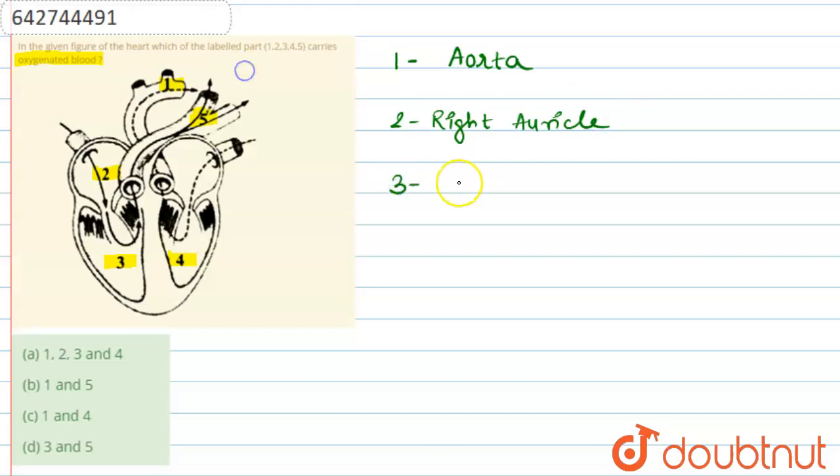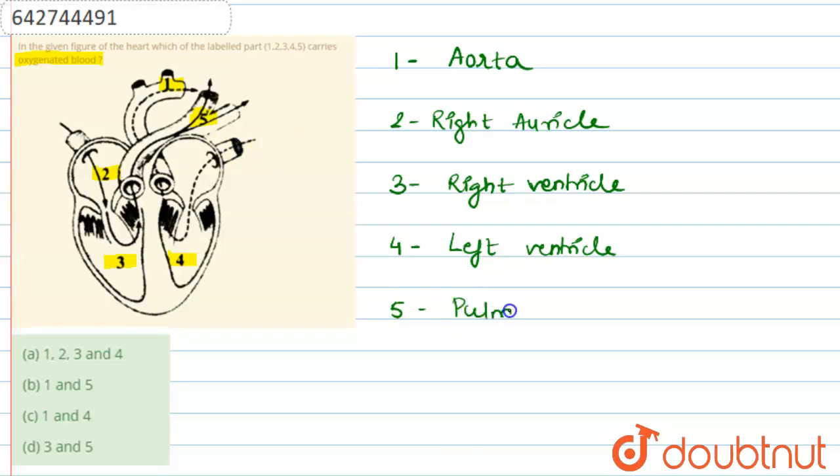Then comes the third, which is the right ventricle, which receives the deoxygenated blood from the right auricle. Then comes the fourth part, which is the left ventricle, which receives the oxygenated blood from the left auricle and supplies it to the various parts of the body through the aorta. Then comes the fifth, the pulmonary artery, which carries the deoxygenated blood to the lungs for oxygenation. So these are the parts labeled as 1, 2, 3, 4, 5.